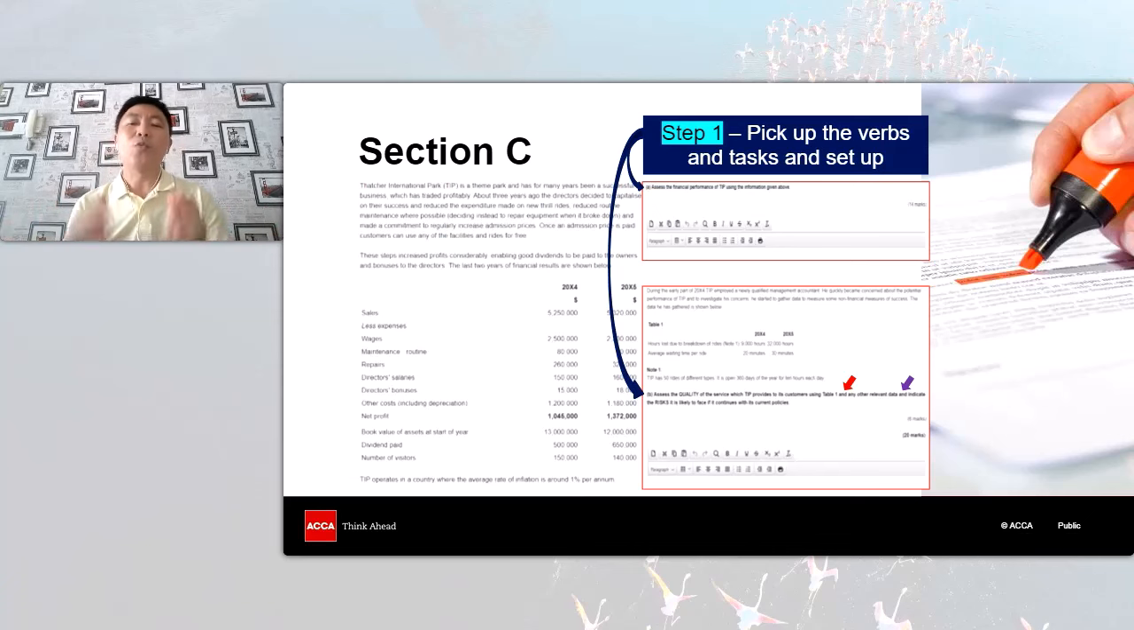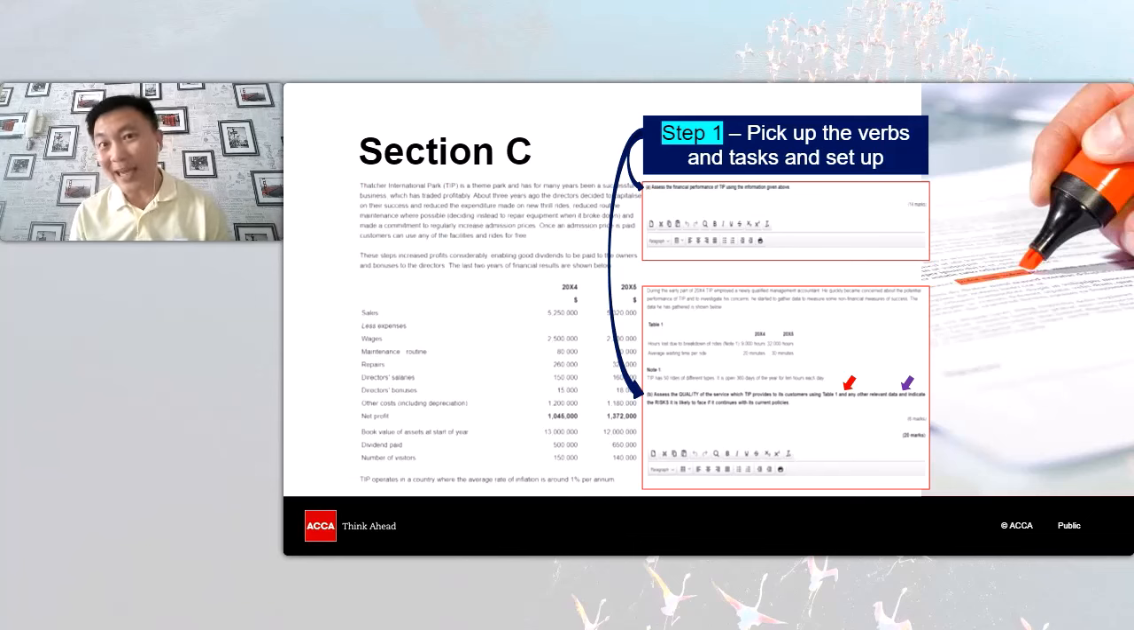So when there's no verb, what does it mean? The verb is shared with the first one at the beginning, which is also asking you to assess. Yes, it's a continuation. Very good. So they are asking you to assess the quality of the services using table 1 and then using other relevant data.